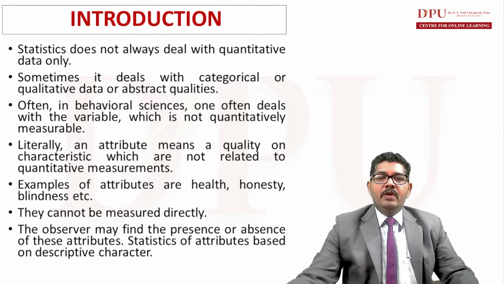These are abstract qualities: health, beauty, blindness, then maturity level, perception, attitude, consumer satisfaction, consumer utility. These are some abstract qualities or attributes, and they are not measurable quantitatively. The observer may find the presence or absence of these attributes, so what we can understand is whether the attribute is present or not. So the statistics of attributes is based on descriptive character.